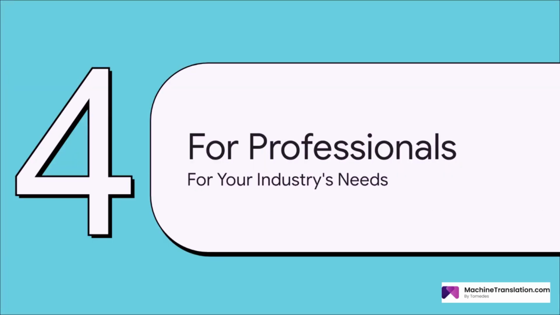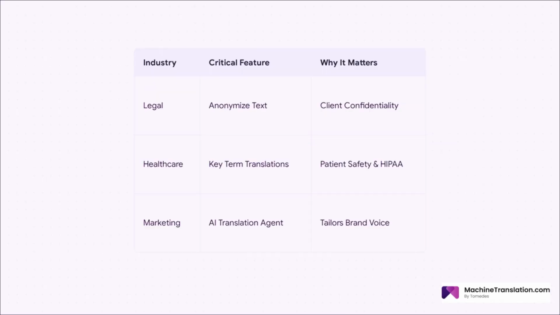Okay, so what does all this actually mean for professionals on the ground? You can see right away how certain features are absolutely critical depending on your job. For a lawyer, that text anonymization feature, it's a complete game changer for client confidentiality. In healthcare, getting key medical terms right is non-negotiable. It's about patient safety and HIPAA. And if you're in marketing, that AI translation agent becomes your best friend for keeping your brand voice consistent no matter where in the world your campaign is running.